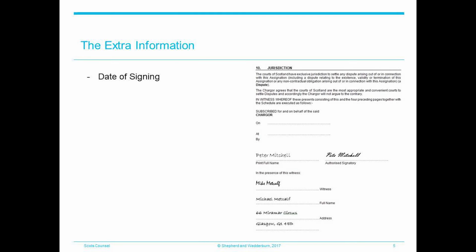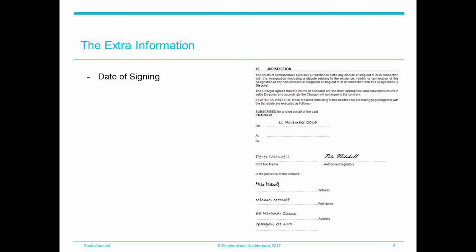Some additional information is needed to complete the document. The date on which the document is signed by the signatory needs to be added. Now, this isn't the date that everyone agrees should be the official date of the document or the date on which it takes effect. We'll cover that in the next webinar in part 2. The date that is entered into the execution block simply reflects the date that the signatory signed.